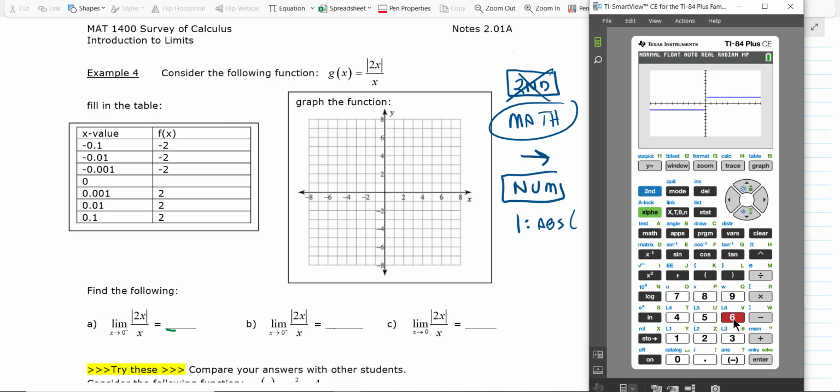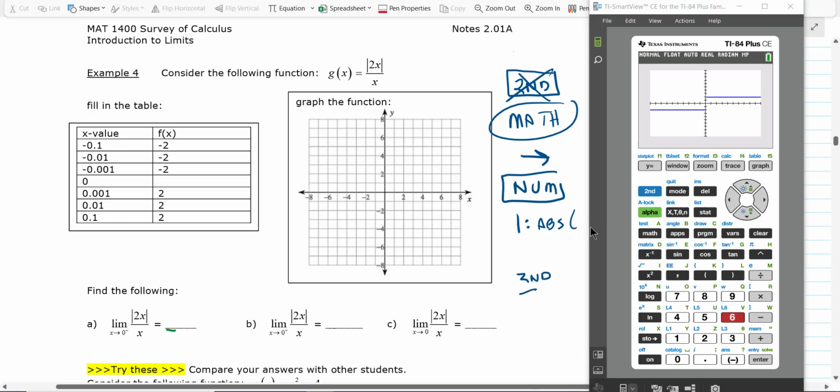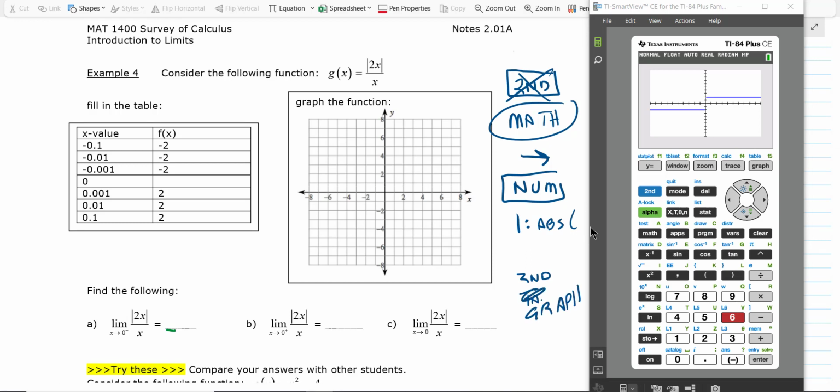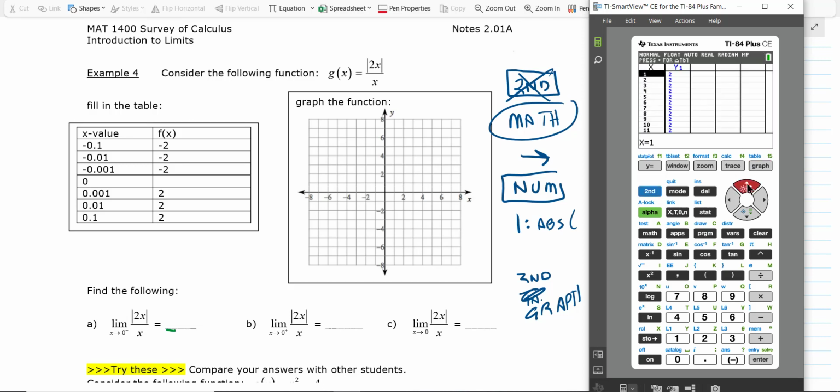And that puts me in a standard window. Okay. Another thing you want to get real comfortable with in calculus, if you're not already comfortable with it, is this table of values. So if you go second table, or second graph actually, it'll open up the table of values. So it goes second graph, and this will give me x values, what the different y values are on here.